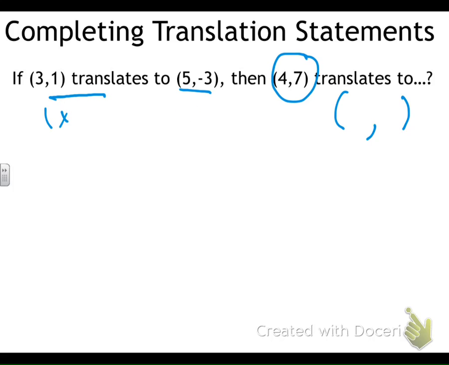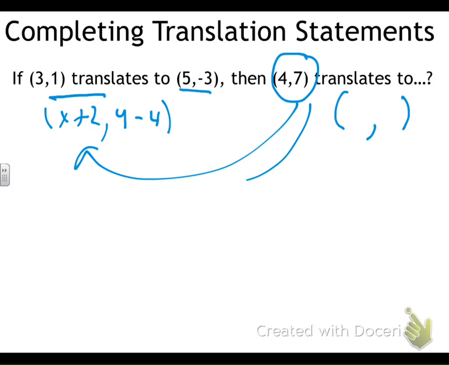So it's x plus 2. From 1 to negative 3, that's negative 4, isn't it? 1 minus 4 is negative 3. So that means all your y's are doing is being subtracted by 4. So apply that same pattern with your x and your y. So we're going to add 2 to 4, which is 6, and we're going to subtract 4 from 7. So the new coordinate is 6 comma 3.